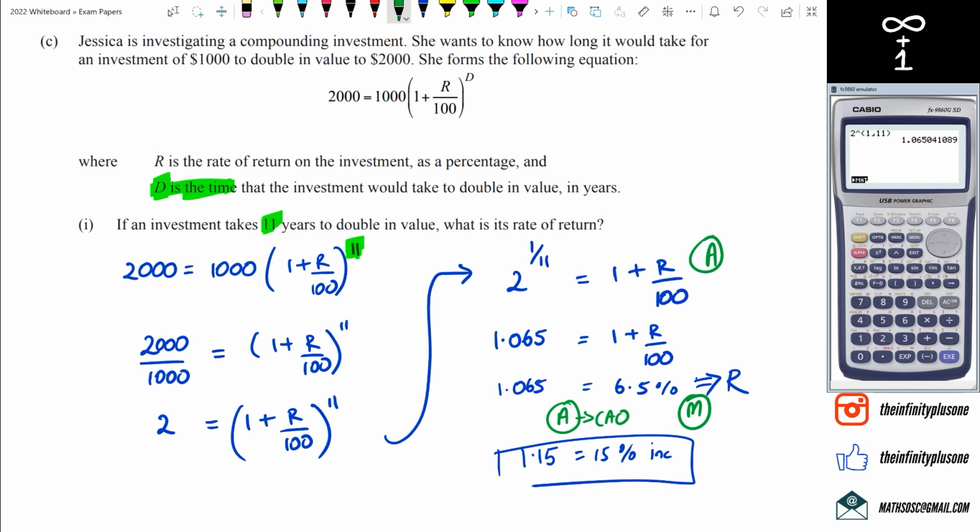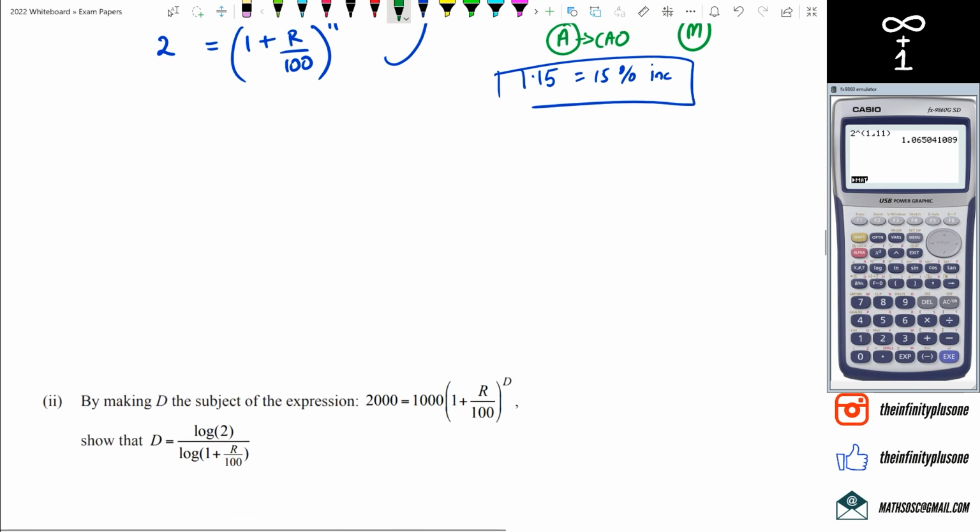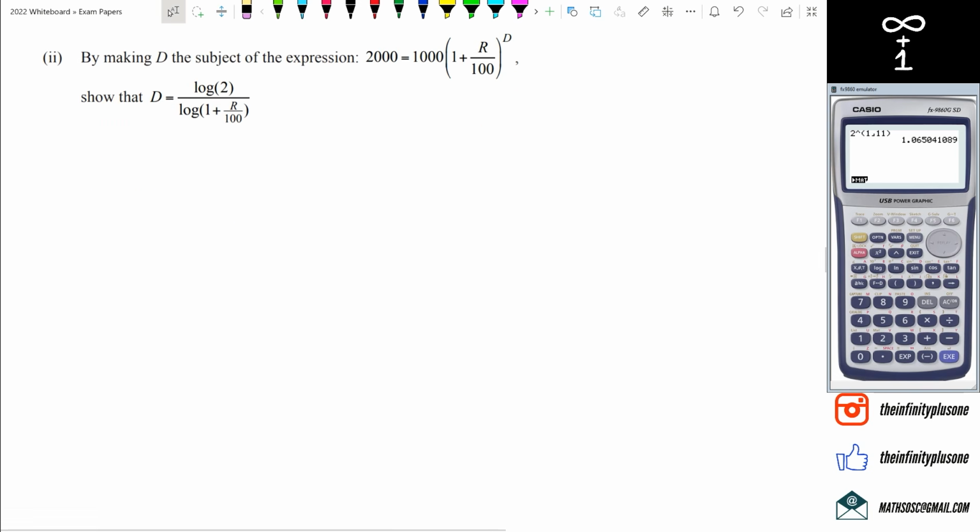All right, let's go to part 2 of this question. Okay, so part 2, what we've got here is pretty much doing like a proof, but making the D the subject, show that D equals that. Okay, so yeah, what we're doing here is we've just got to rearrange the equation and then bring D by itself. And again, this is stuff that I cover in those tutorials, but let's go through it anyway.